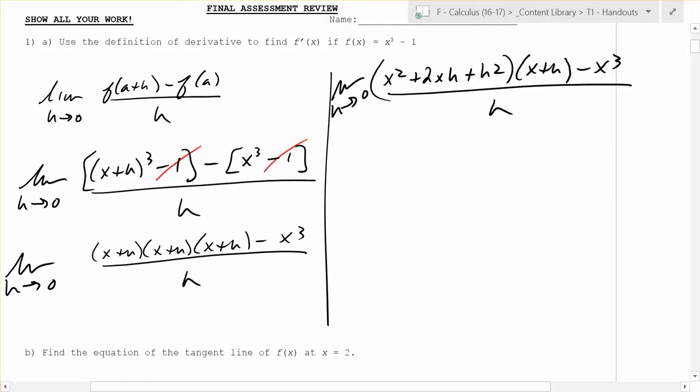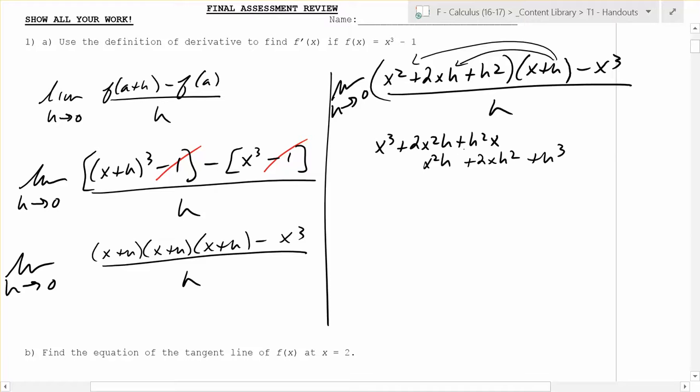So let's finish it this way. Are you okay with what I did right there? So now let's multiply everything by x, and what do you get? x cubed plus 2x squared h plus h squared x, right? Now multiply everything by h. So h times x squared is hx squared, right? And then you get 2xh squared, plus h cubed, right?